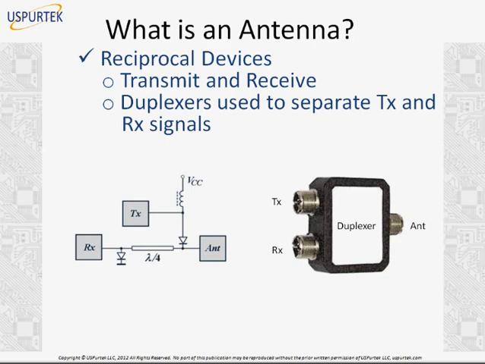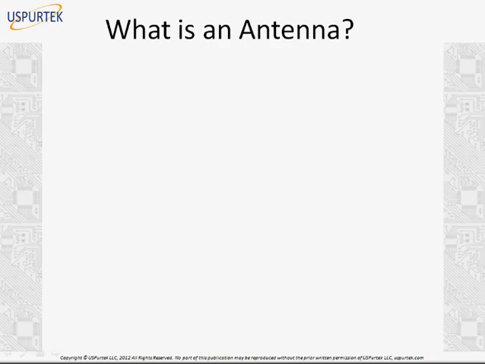Now, since they are reciprocal devices, we must use some device to separate the transmit and receive signals because both signals are carried on the same antenna. So typically a very, very common device called a duplexer is used on the antenna side, which separates the transmit and receive signals going to the electronics. On the picture you see a typical antenna and the duplexer circuit, which uses a quarter-wave (lambda by 4) circuit, basically an isolator, to isolate between the transmit and receive sides.